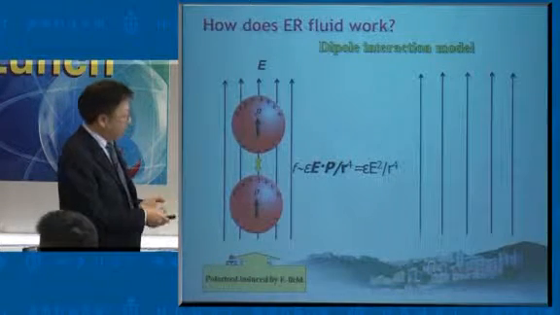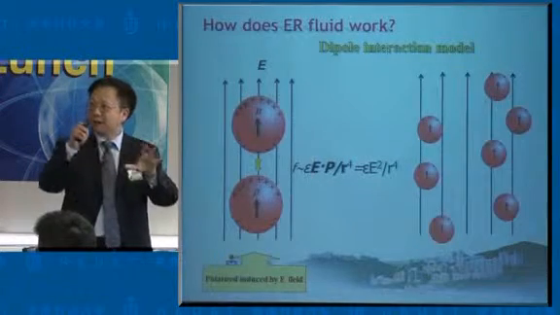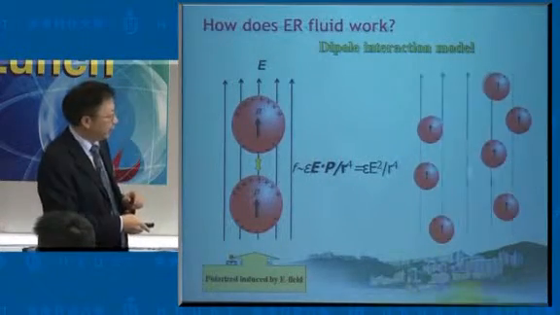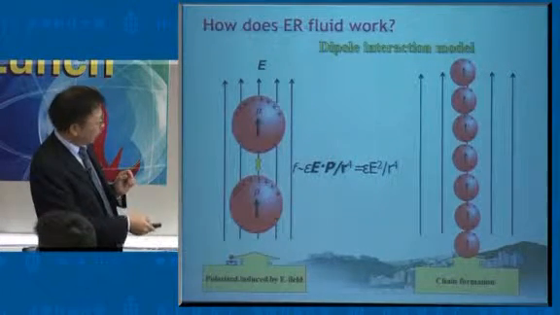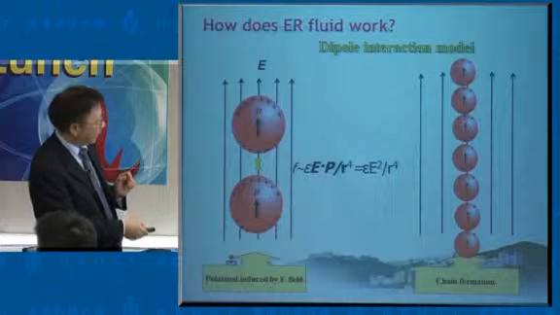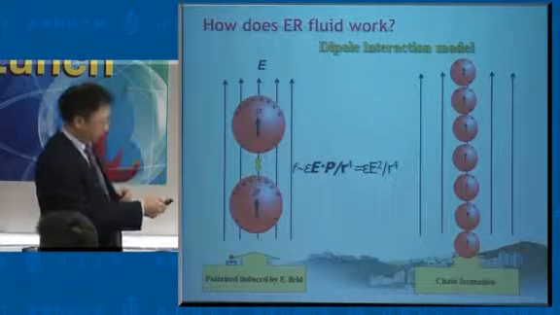So how about this? All the particles suspended in the oil are just random. However, when an electric field is applied, all these particles align along the electric field direction. That means they connect head to tail. So this is a chain.